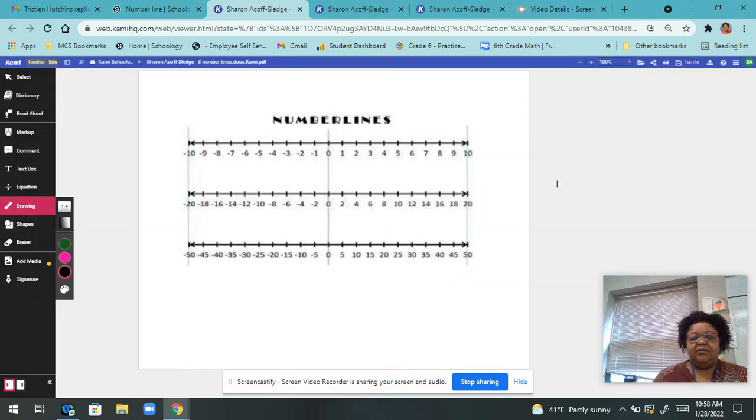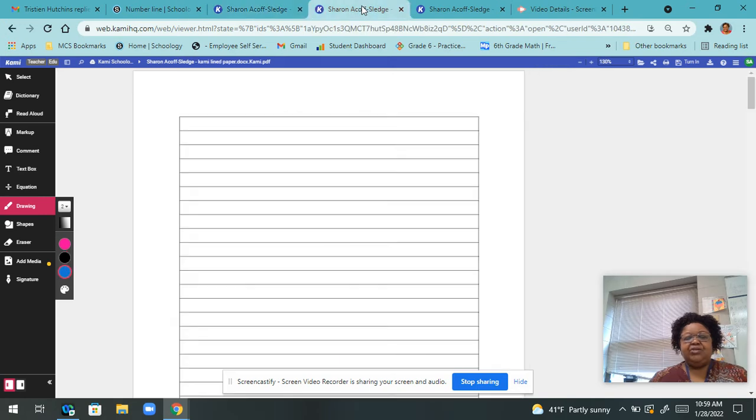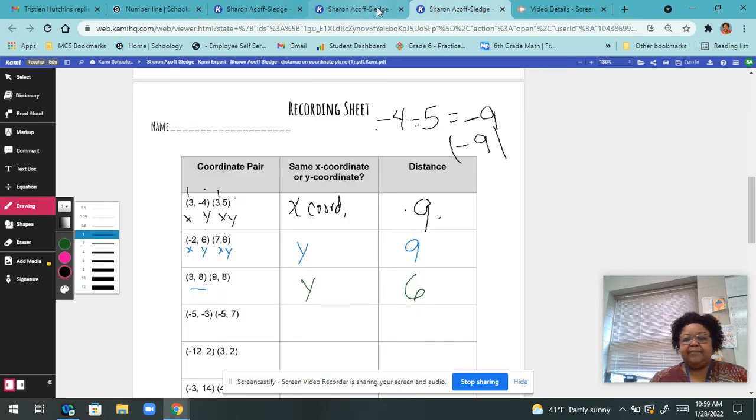So negative 4 minus 5. I start at negative 4, and then I count in the negative direction, since I'm subtracting 5. 1, 2, 3, 4, 5. And I end up at negative 9. So if you're confused again by the rules, make sure that you pull up a number line.